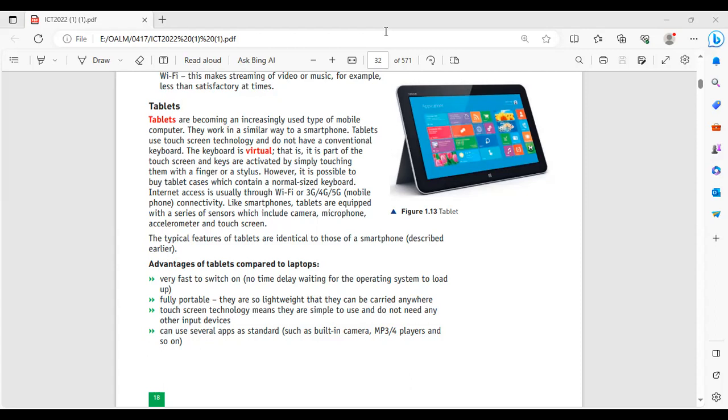However, we could buy a tablet case which contains a normal sized keyboard, and the internet access is usually through Wi-Fi or 3G, 4G, or 5G in the tablet. Just like smartphones, tablets also have a series of sensors which include camera, microphone, accelerometer, and touch screens. And the typical features of tablets are just like the smartphones.